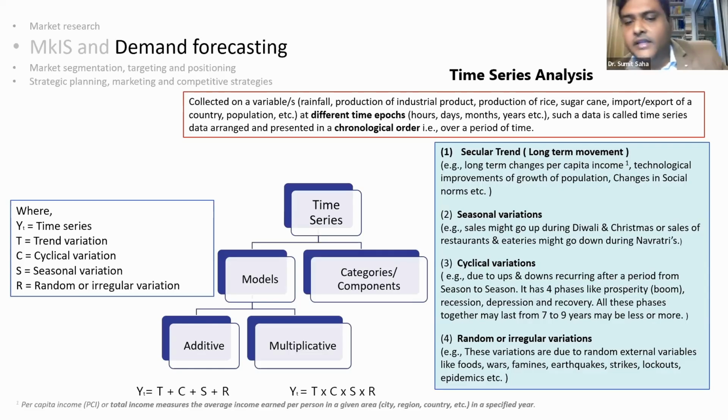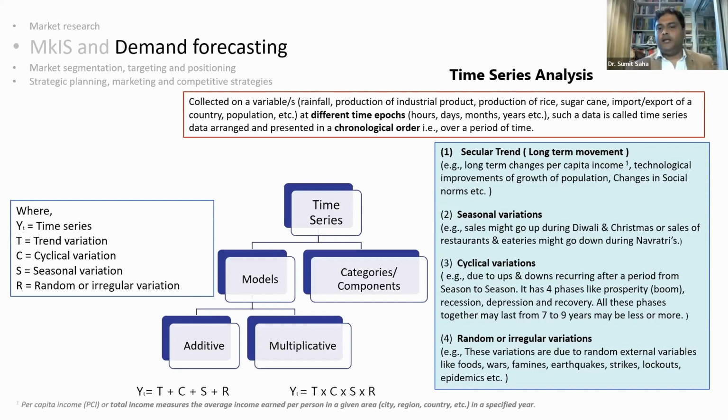Then next is seasonal variation. Think about it: crackers sales go high during the Diwali season, isn't it? Then consumption of hotel rooms goes high during vacation, maybe Christmas, maybe other vacation time. Sales of cake and pastry go high during the Christmas season, 25th December to 1st of January, something like that. These are all what we call seasonal variances. Every season it is coming, we are getting the variances.